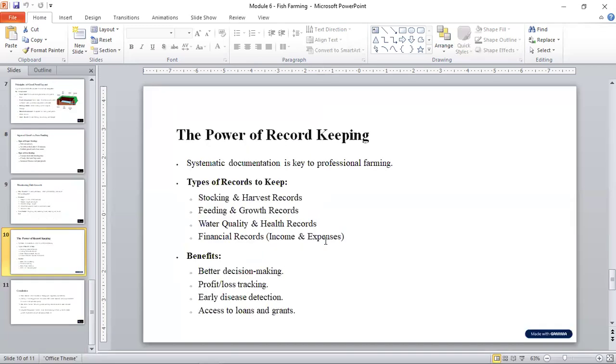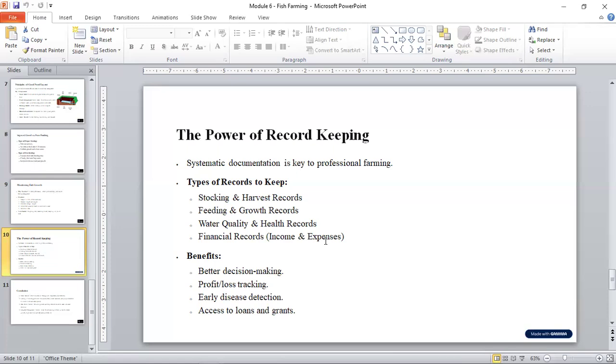The power of record keeping. Systematic documentation is key to professional farming, and the types of records to keep include stocking and harvest records, feeding and growth records, water quality and health records. Also, financial records. These include the income and the expenses used in the process, in the production, or in the business.